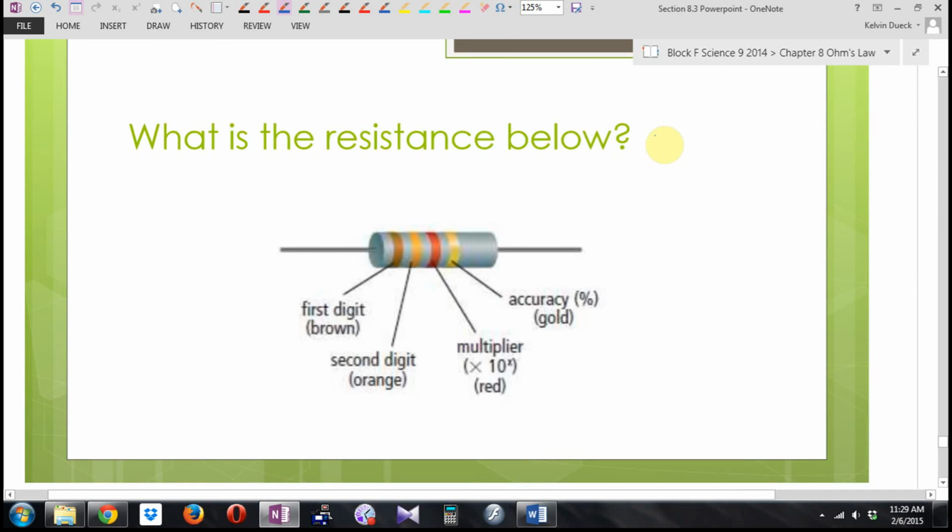This is the procedure. The first digit is brown from the chart. What's the first digit of this resistor? 1. The second digit is orange. What's orange? 3. And then the third band is what we call the multiplier. So put a times there. And it's times 10 to the power of whatever number red means. 10 to the 2? Red is 2.